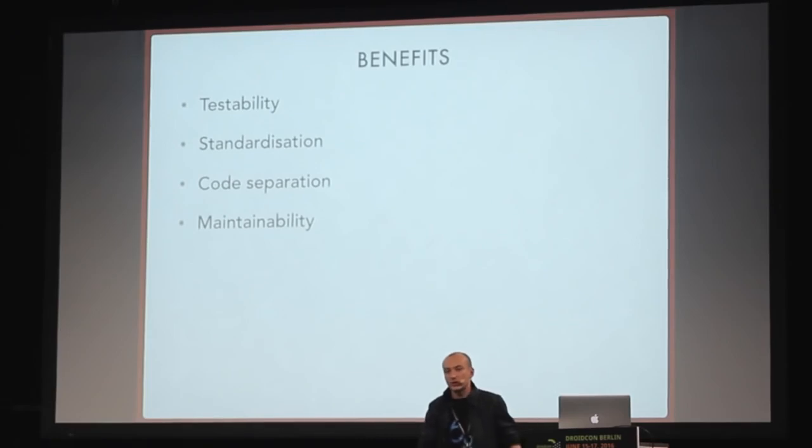Another huge benefit is standardization. We have lots of new joiners these days, and for us it's very critical to have something standardized, so people know from the first day how to start doing things. Another thing is code separation. As a result, the maintainability improved a lot. Our teams which work with clean architecture deliver faster, produce fewer bugs, and are happier at the end.